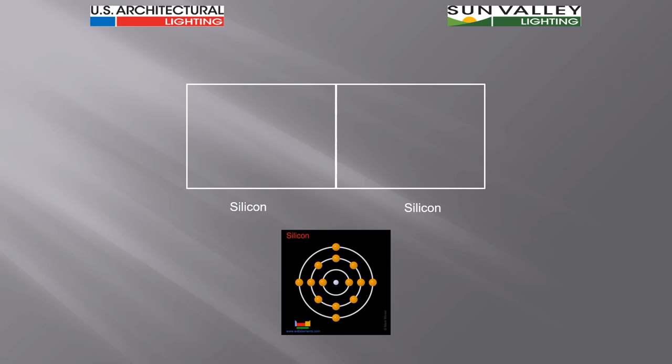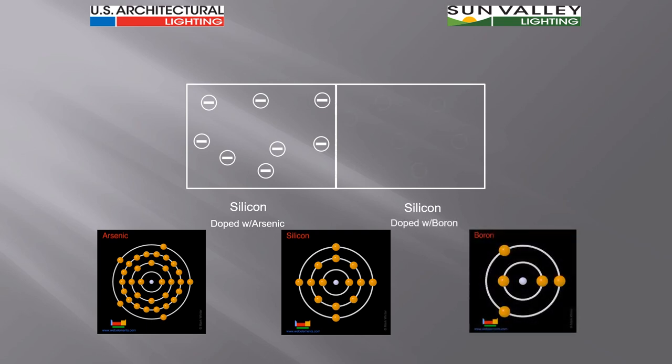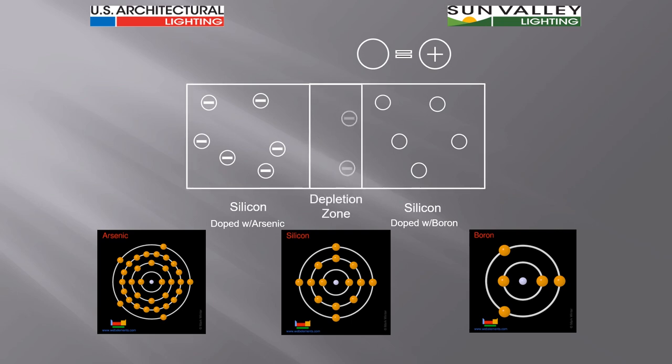But a diode doesn't do that. If we take silicon on one half of the component and dope it with arsenic, we laden it with more electrons. On the other side, we remove electrons from that elemental structure, and we create what are called holes, or positive potentials, for the electrons to move into. When we bring the two materials together, because of that potential difference between the electrons on the arsenic-doped side and the boron-doped side, there's an area where the two are combined called the depletion zone, or a barrier region.